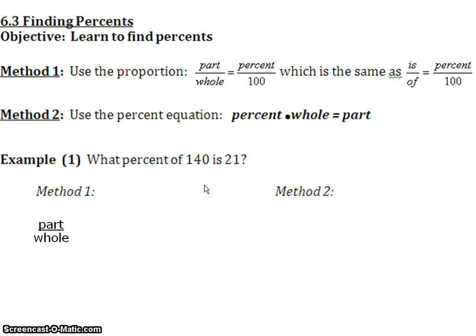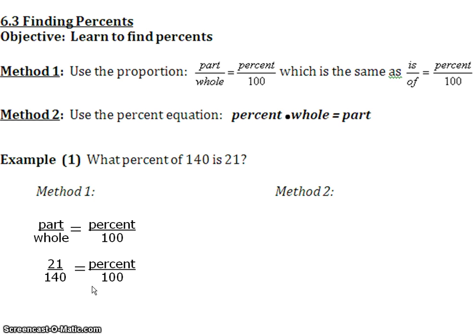Remember, method 1 is part over whole is proportionate to percent over 100. We're going to look at the problem. What percent of 140 is 21? Our part represents the numerator. The denominator is the whole. 140 is going to be our denominator or the whole. 21 is representing the part. So we have 21 over 140 is proportionate to some percent over 100.